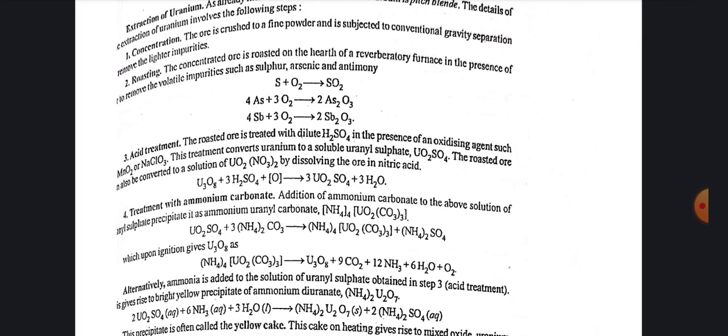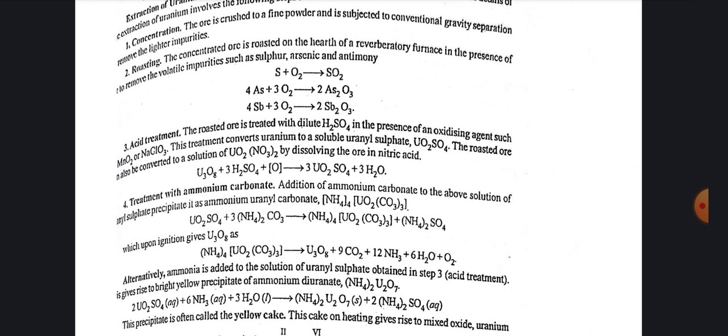Extraction of uranium. The main source of uranium is pitchblende. The details of extraction of uranium involve the following steps. Concentration: the ore is crushed to fine powder and subjected to conventional gravity separation to remove the lighter impurities. Then the roasting: the concentrated ore is roasted on the hearth of a reverberatory furnace in the presence of air to remove volatile impurities such as sulfur, arsenic, and antimony.